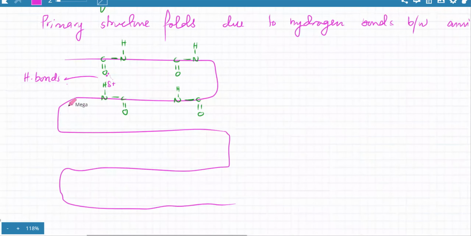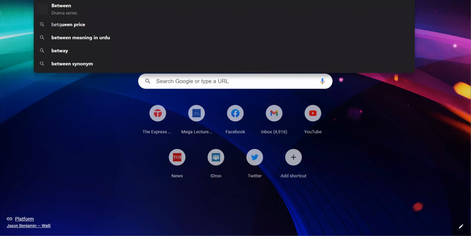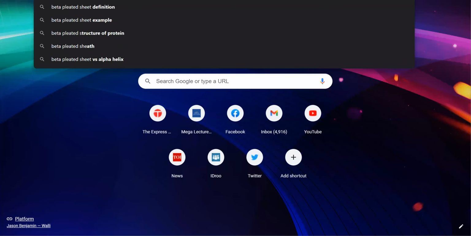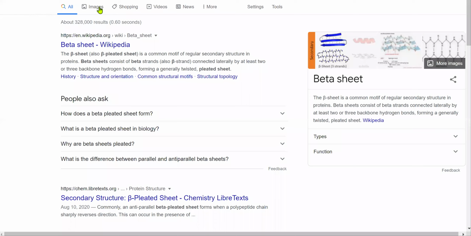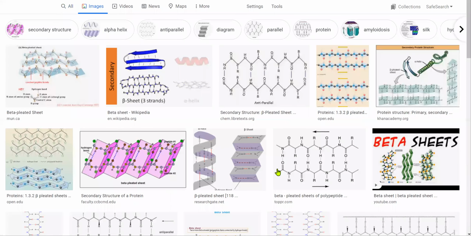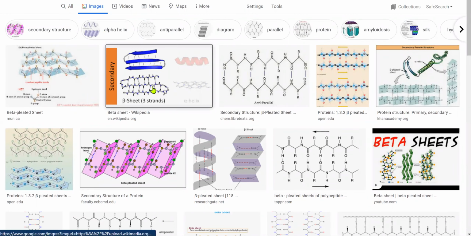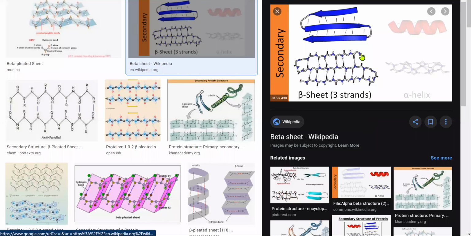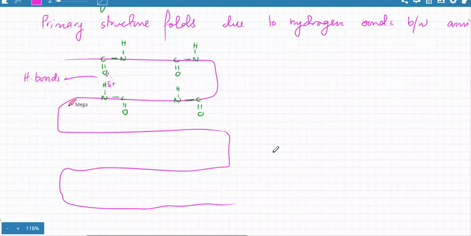So let me just probably Google a better version of beta pleated. So this is how it's going to look. Probably this is a better way of looking at it. So the strand would be curling up, and there would be constant attraction between the strands because of the hydrogen bonding that's happening between the strands. Okay, is this clear? Saru, clear? Iba, is this clear? Yes, sir.